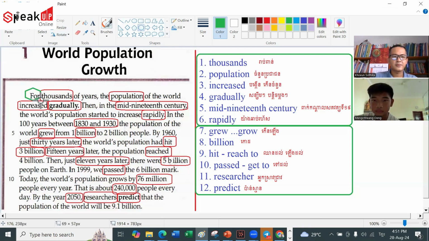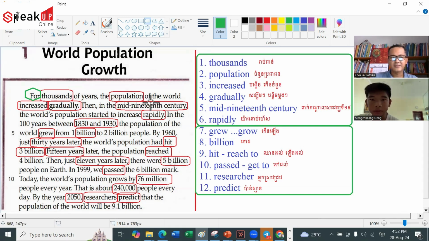So for thousands of years, the world's population increased gradually. Thousands of years, the population increased gradually. But what happened in the mid-19th century? In the mid-19th century, the world's population started to increase rapidly. Can you tell me what happened in the mid-19th century? In the mid-19th century, the world's population started to increase rapidly.